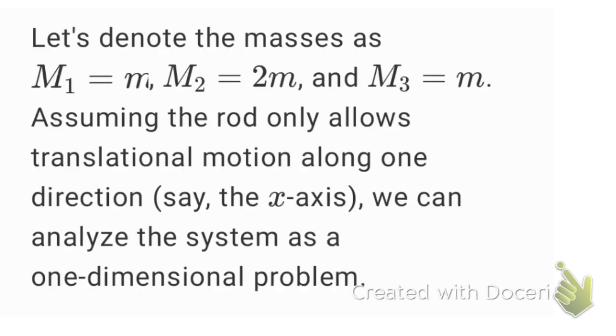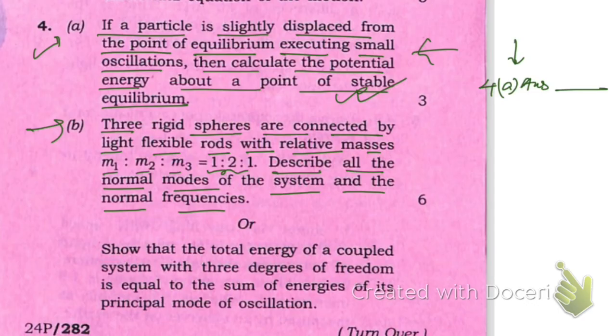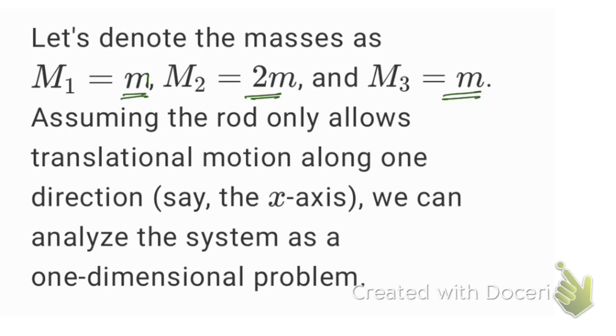Let me consider the masses of the spheres. So m1 is, suppose, small m, m2 be 2m, and m3 is m again, because here the ratios are 1 is to 2 is to 1. So we can consider it that way. Let me make it small m1, small m2 and small m3 as mentioned in the question. Just wait, let me modify it.